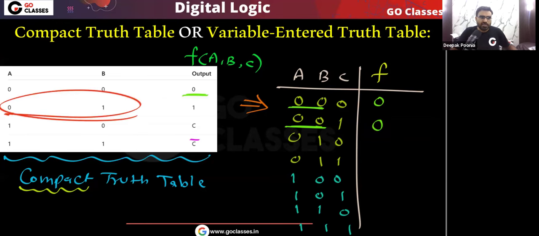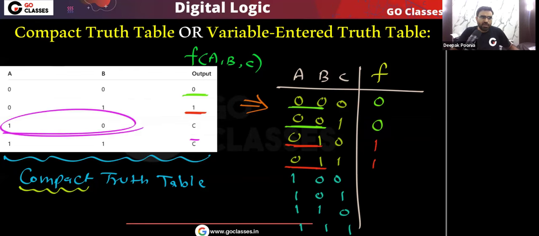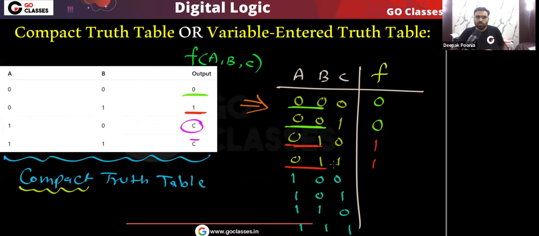Next you can see when a is 0, b is 1, then the function output is basically 1. Very simple. Next, when a is 1, b is 0, then the function output is basically c. Yes or no? When a is 1, b is 0, the function output is the same as c. Here you can see c is 0 1, so the function output is the same as c.